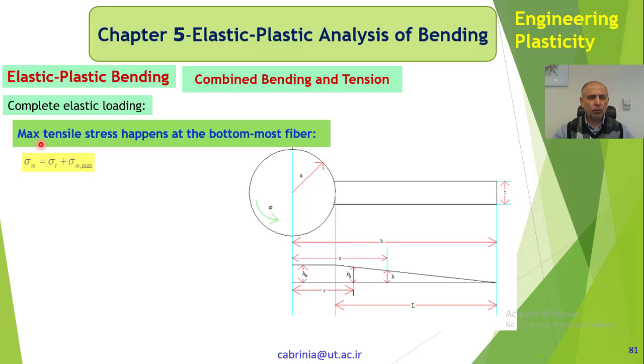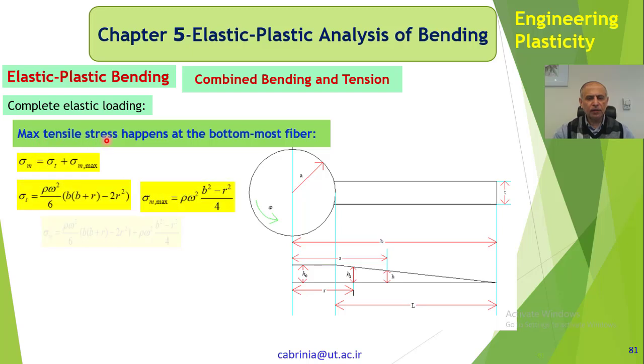In here I'm going to obtain the maximum tensile stress, and where it happens. It happens at the bottommost fiber, okay? Bottommost fiber is this. That is the bottommost fiber at the bottom of the beam, at the bottom of this blade, where the maximum tensile stress happens. Why? Because the bending moment on this small triangle, if you look at it, is trying to bend this outwards.